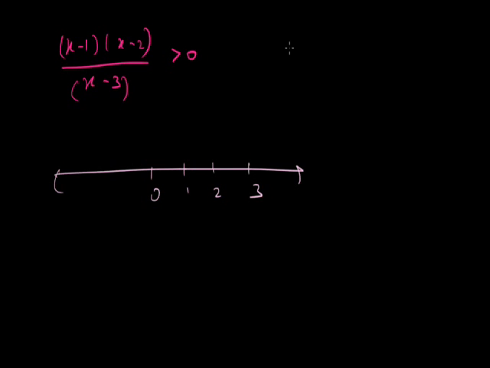X minus 1 equal to 0, critical point from here is 1. Critical point from here is 2. Critical point from here is 3. We mark the points 1, 2 and 3. Now it's a greater than sign. We mark the regions. This is positive, then negative, then positive, then negative.